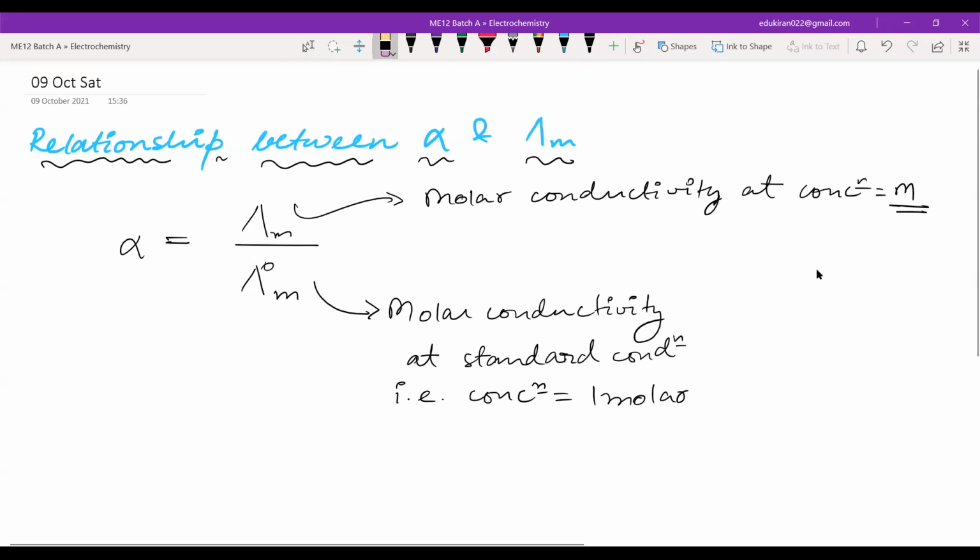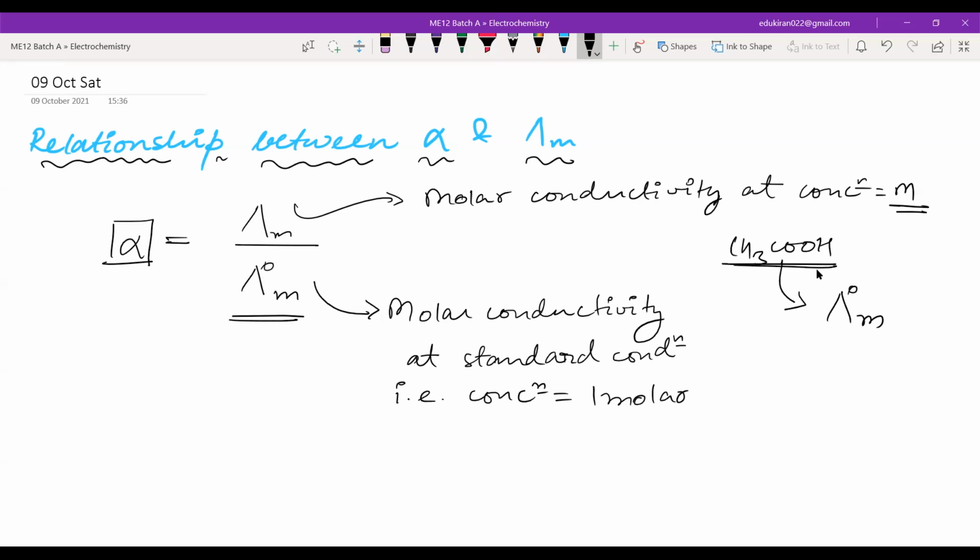Now, this can be done experimentally, because we will calculate the molar conductivity experimentally, and lambda naught m we can get from the literature and textbook, because it is calculated only once, right? For example, if I have acetic acid, CH3COOH, this is a weak electrolyte, and for this weak electrolyte, in the previous example, we have calculated its lambda naught m, right?